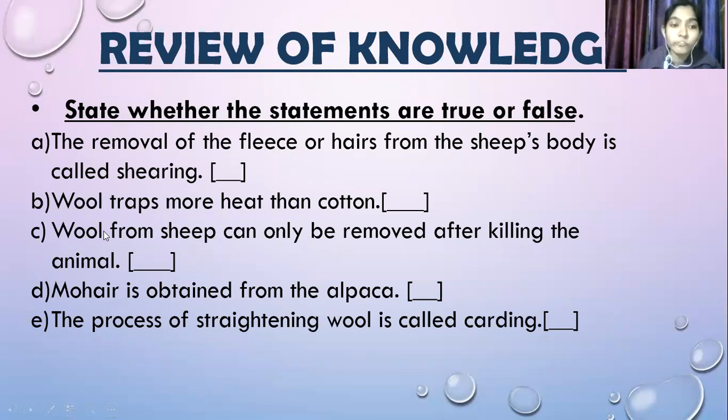Third one is, wool from sheep can only be removed after killing the animal. No, ma'am, it is a false statement. Very good. Mohair is obtained from the alpaca. No, ma'am, it is also false. Okay, very good. Next is, the process of straightening wool is called carding. Yes, the process of straightening wool is called carding. It is true. Very good.